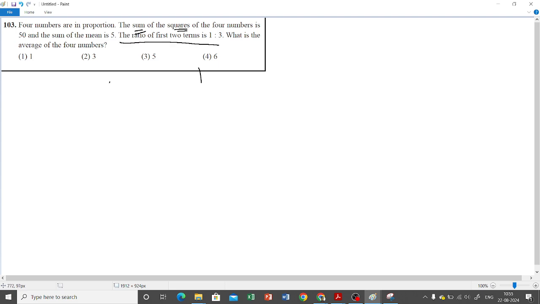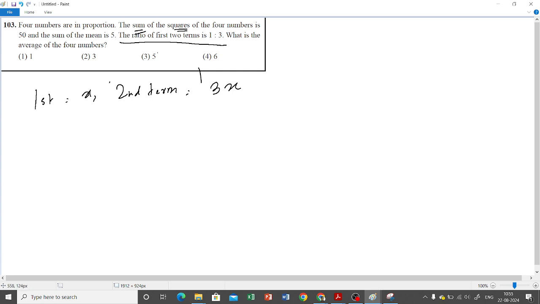Okay, the ratio of the first two terms is 1:3. So let me take the first term as x and the second term as 3. See, normally when a ratio is given, Ritama, we don't take the ratio values as the absolute values. We can multiply by x and take x and 3x. So the first term is x, the second term is 3x.